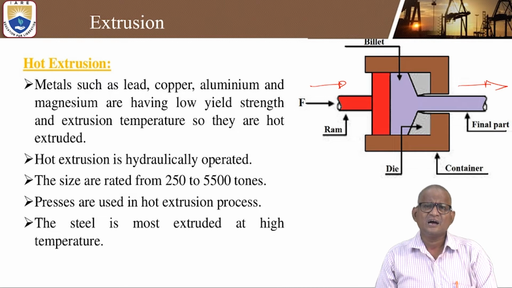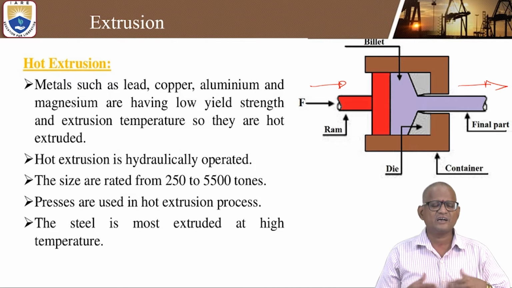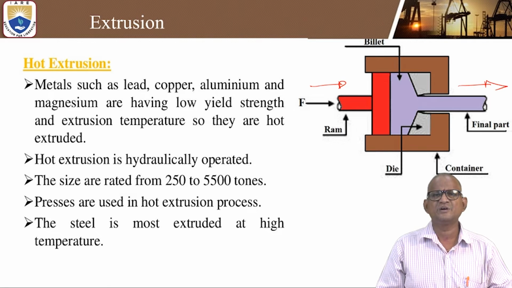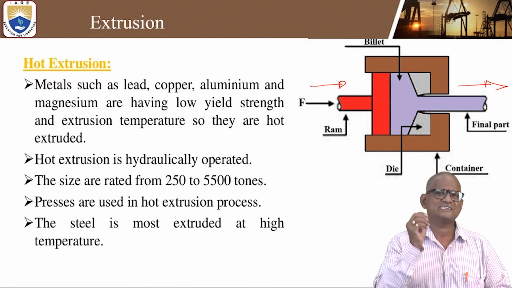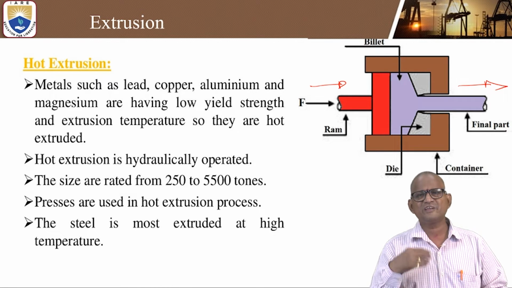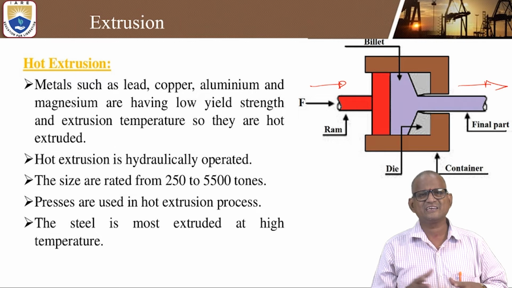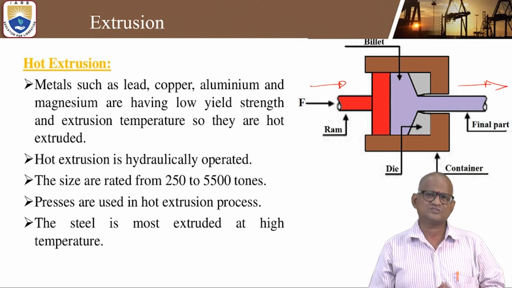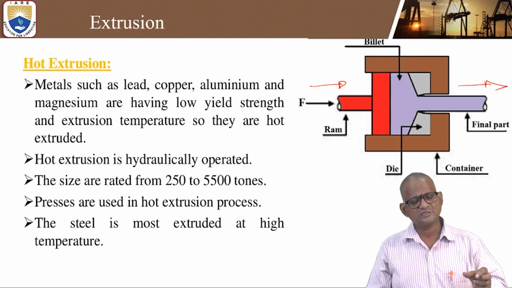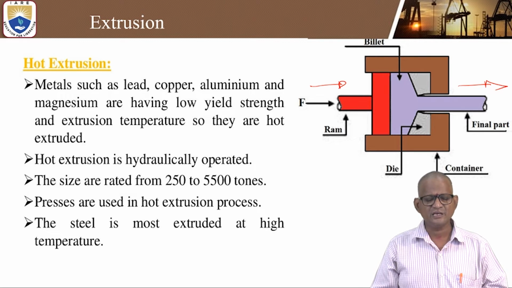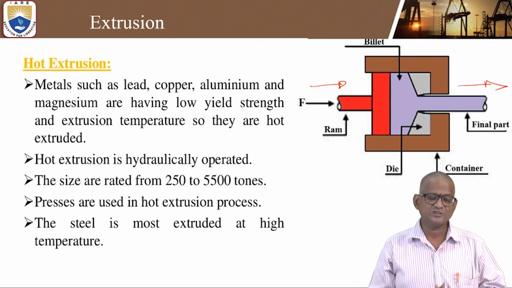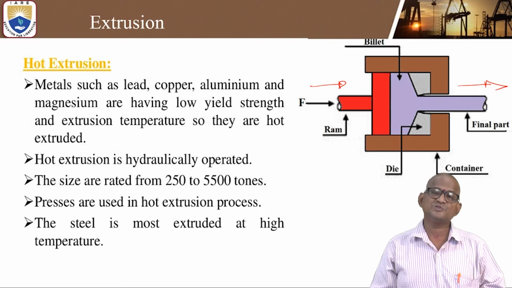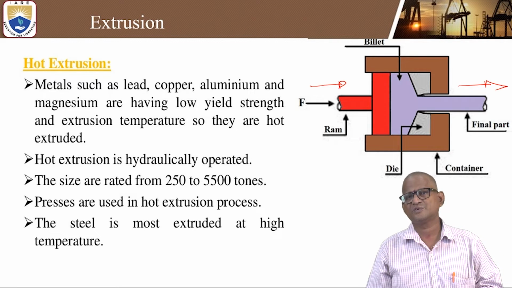Simply, metals such as lead, copper, aluminum, and magnesium have low yield strength mechanical properties, and wherever the extrusion temperature applies, they are hot extruded. So this hot extrusion is most widely used in hydraulic operated presses. Sometimes pneumatic presses can also be used.